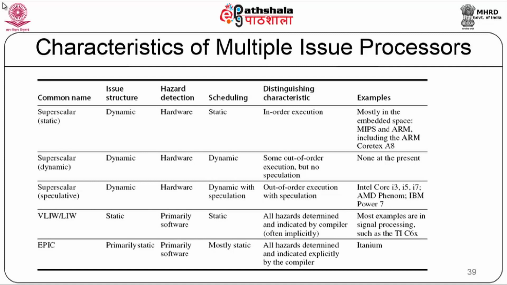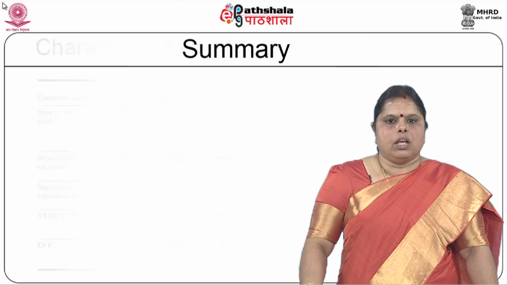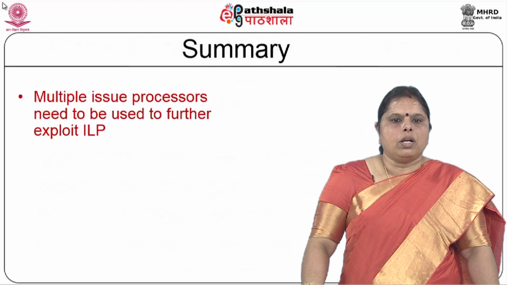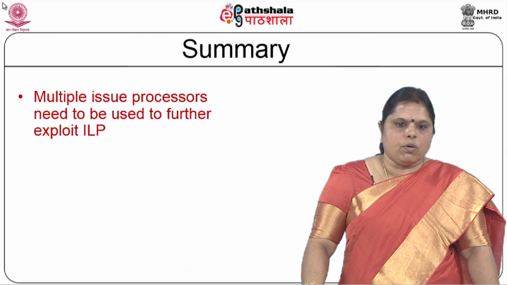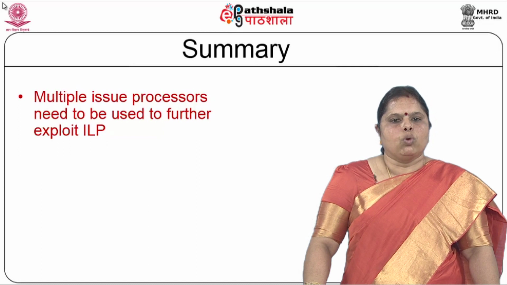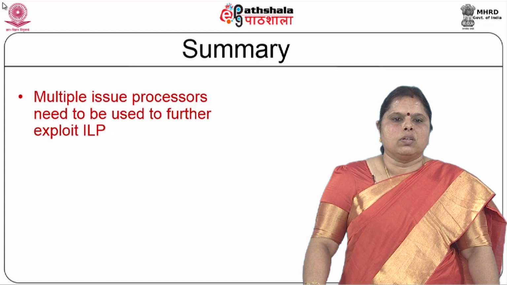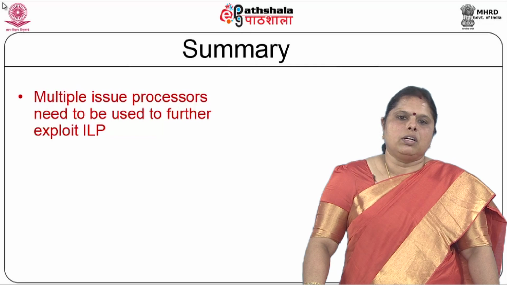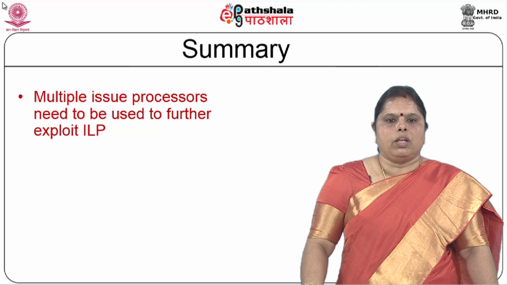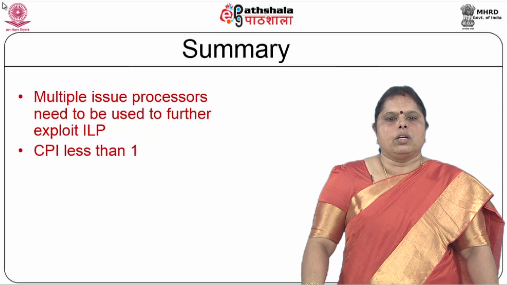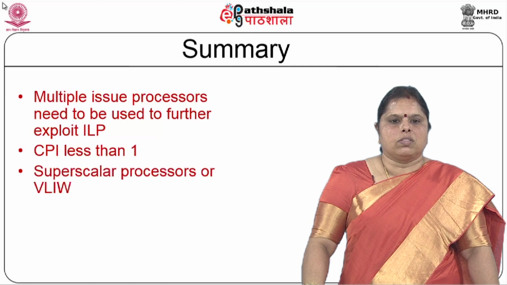Your statically scheduled superscalars, dynamically scheduled superscalars, and the VLIW processors. An additional category that is given is the EPIC processors. The VLIW and at least an introduction to EPIC will be done in the next module. So, to summarize, we have looked at the need for multiple issue processors, because only then can you further exploit the instruction level parallelism available, and reduce your CPI value to less than 1.